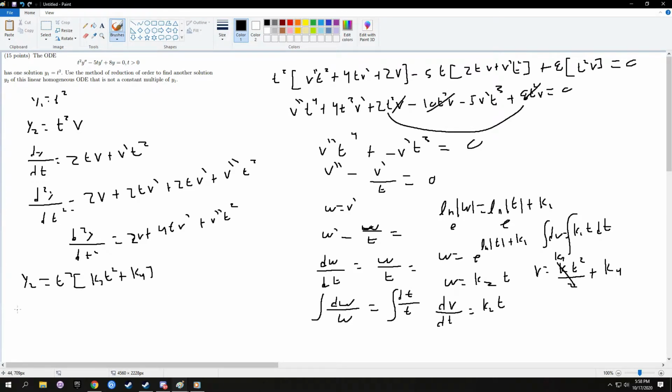Now I'm going to distribute this in. So y2 equals k3 t to the fourth plus k4 t squared. But what I have to look at and be very careful about is that y1 equals a constant times t squared. There's no constant here, but if I was to set up the general equation, there would be a constant from this, so this just goes away because it says a non-constant multiple of y1. So now y2 will just be, so this goes away, you don't need the constant anymore, it becomes y2 equals t to the fourth, and that's your answer.